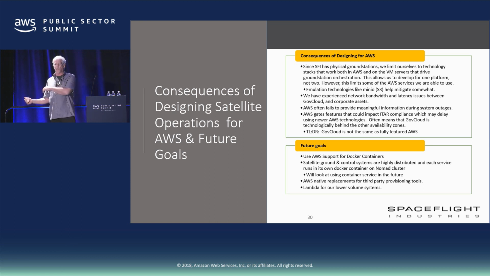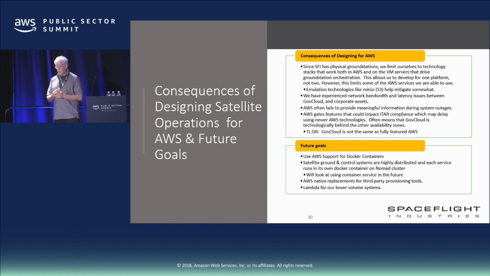There's no internet connection when you're standing on top of a rocket hooking your satellite on, and so we have to roll out stuff that's compatible both on the launch pad as well as in the cloud. This allows us to develop for one platform instead of two, but it limits some of the services that we're able to use. Now, fortunately, there's some emulation technology like Minio, which provides S3 services to us. That mitigates it somewhat, but we are very limited in what we can use for satellite development and operations.